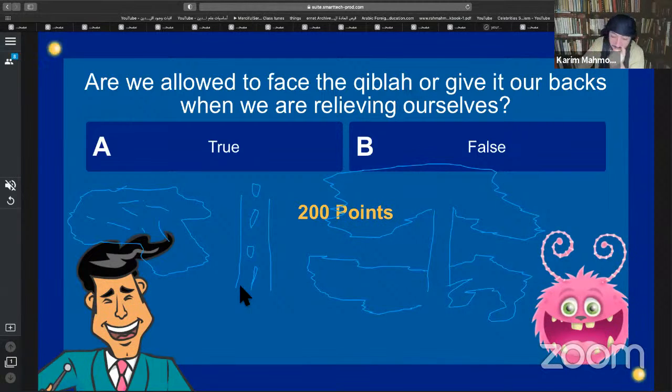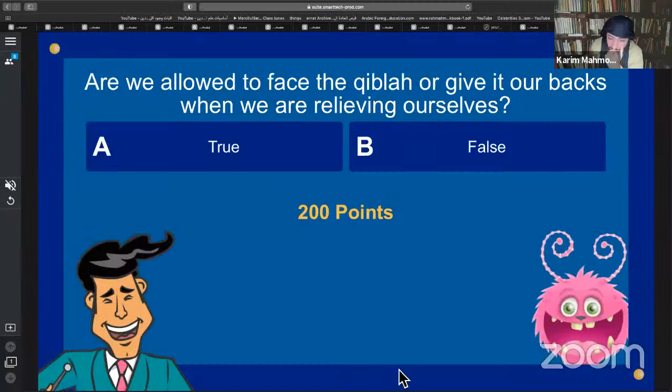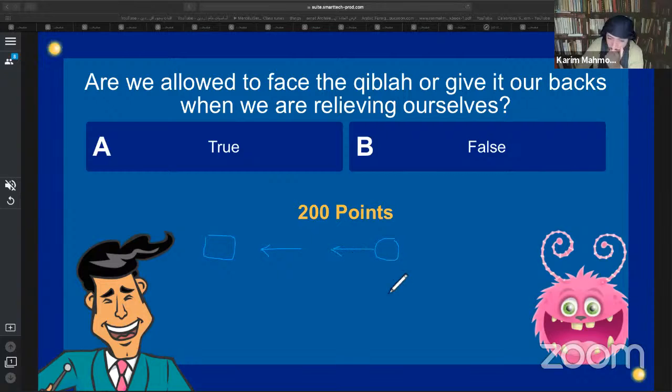Let me explain this, Hania, one more time. Okay, if a person is using a bathroom, he's outside, he's in the woods somewhere, he's camping, and the Kaaba is over here, or like the Qibla is right over this way. When that person is using the bathroom, should he be facing the Kaaba or giving his back to the Kaaba? Or no, he shouldn't do these two, but he should go to the right side, he can go this way, or to the left side, he can go that way. Which one do you choose? This or this?